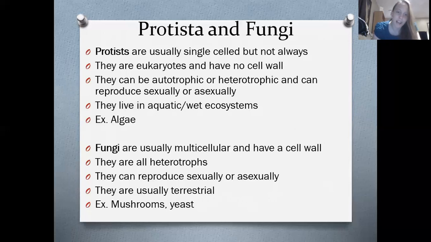Then we have fungi, which are usually multicellular. They do have a cell wall. They are heterotrophic, can reproduce sexually or asexually, and are usually terrestrial. Those are things like mushrooms and yeast.